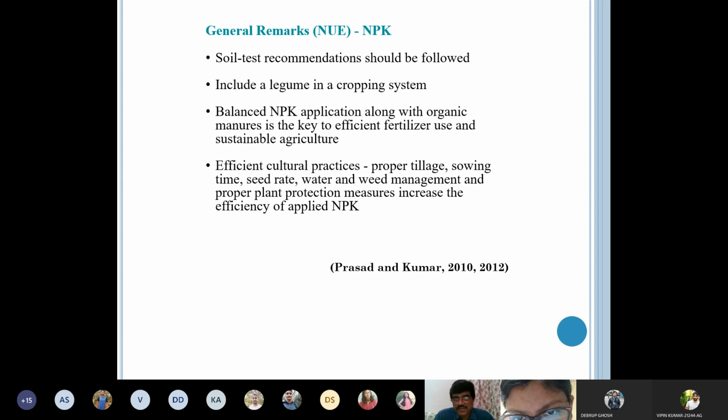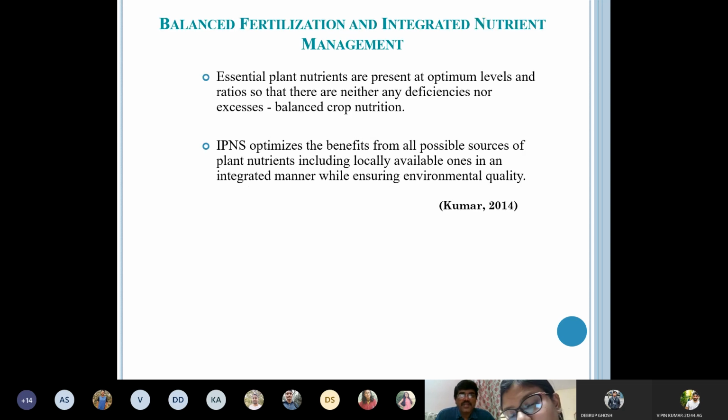General remarks, just one or two more slides. General remarks for NPK. Soil test recommendations should be followed. This is simple for NPK. If you want to increase the use efficiency of these, include a legume in a cropping system, adopt the cropping systems. Balanced use of nutrients is necessary, including secondary nutrients, micronutrients, efficient cultural practices. All agronomic practices should be efficient. We discussed about that, and just summarizing it. And of course, this balanced fertilization and INM is the answer.